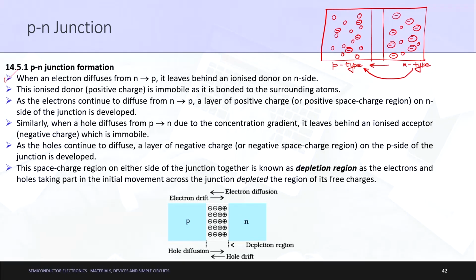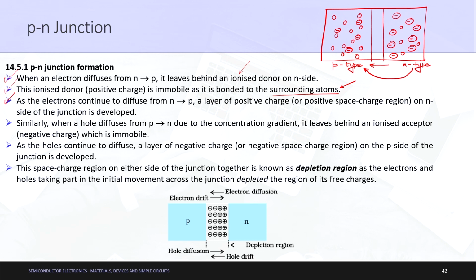Okay. So because there was diffusion of the electron from the n side to the p side, it leaves behind an ionized donor on the n side. This ionized donor, a positive charge, is immobile, as it is bonded to the surrounding atoms. Okay. Immobile, as in it cannot be moved. Why can it not be moved? Because it is bonded to the surrounding atoms. Let's understand more, so that you can understand the crux where we are finally reaching. So we are trying to find a conclusion here. Let us go to the conclusion again, and then we can circle back if you have any doubt.